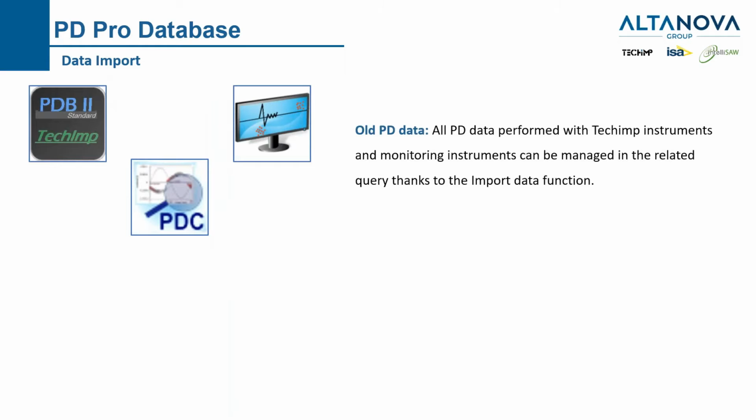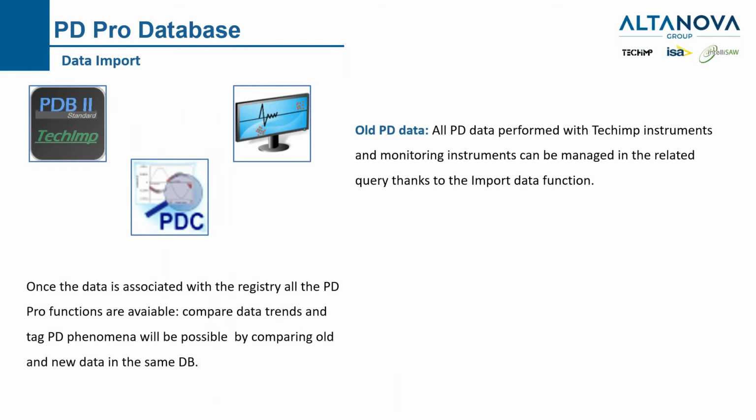Data import. As I told you before, we can import all the PD data from the Techimp system into the new registry just by selecting, with the query registry, the detection point of the related PD data. And by clicking import acquisition file, we can import all the previous PD acquisitions into the new DB, and they will be visualized in the new PDPro software.